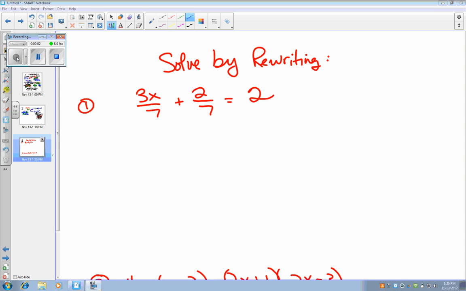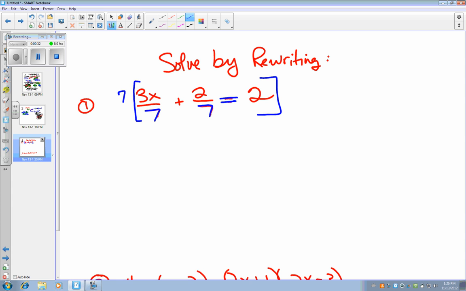So the reason I call this solving by rewriting is because a lot of the time having a fraction kind of throws people off. Even though that's the same denominator, if I'm solving, I really would rather not work with fractions if I don't have to. So I would start out here by multiplying everything in here by 7.